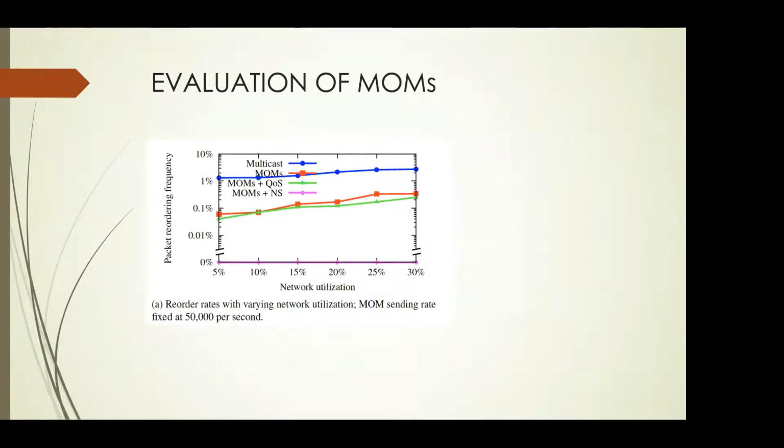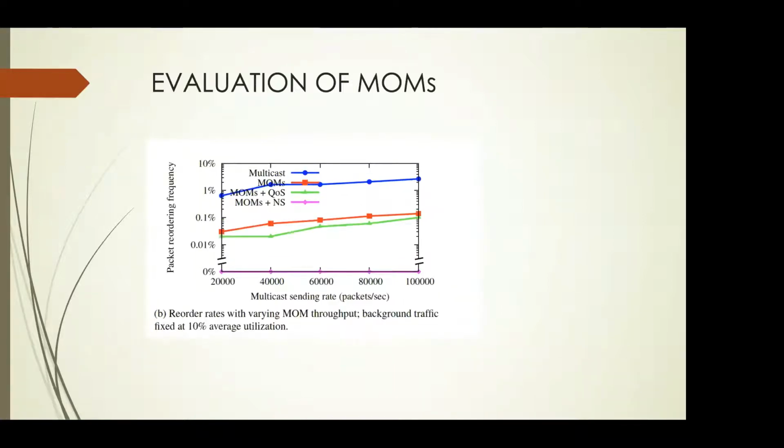The second evaluation also shows similar results. Here they fixed the MOM sending rate to 50,000 messages per second and simulated background traffic to vary network utilization from 5% to 30%. Here also the trend is similar. The highest reordering is for conventional multicast, in-network serialization has zero reordering, and MOM QoS is lower than the red one, which is topology aware multicast.